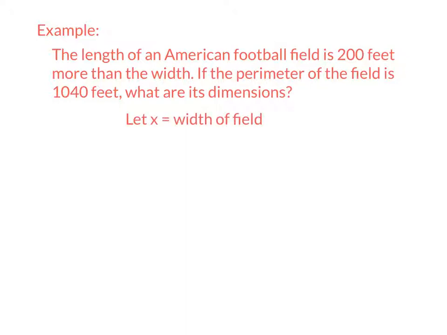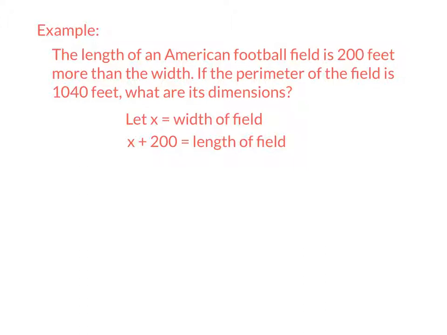So the conclusion of step 1 is I'm going to let x equal the width of the field. All right. Now, step 2 is, are there any other unknown quantities that you know in terms of x? Well, yes, there's the length of the field. And if we go back to the original problem, it says the length is 200 feet more than the width. So therefore, x plus 200 is going to equal the length.